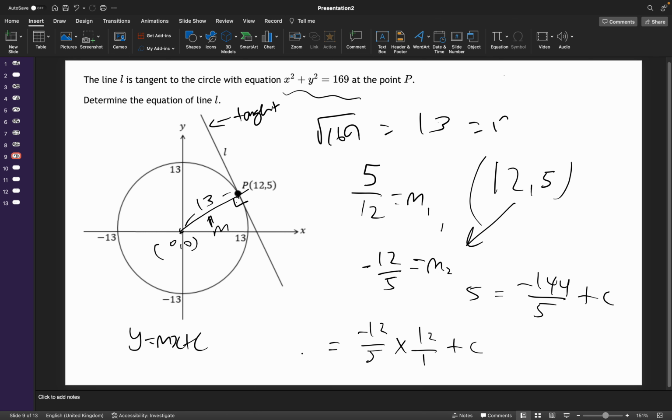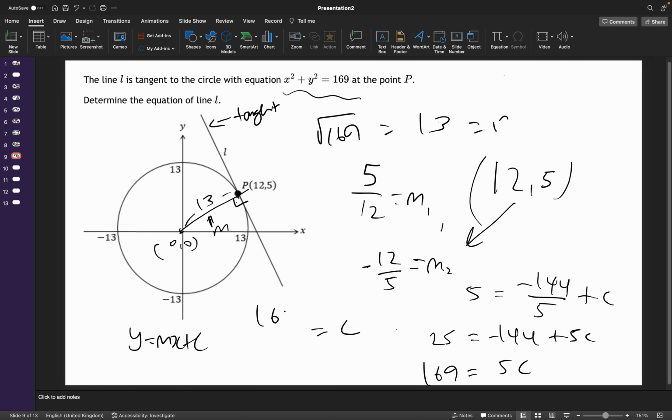Get rid of this to help with the space. Well, let's multiply everything by 5 to just get rid of this fraction. So it's going to become 25 equals negative 144 plus 5c. You add 144, 25 plus 144. Let me just do that quickly on my calculator. 169 is equal to 5c. So c equals 169 divided by 5, there's no specific answer, it's just that. So you can make the final answer.